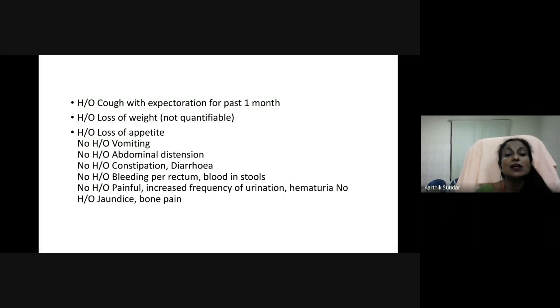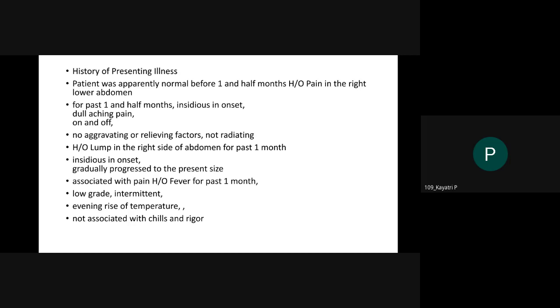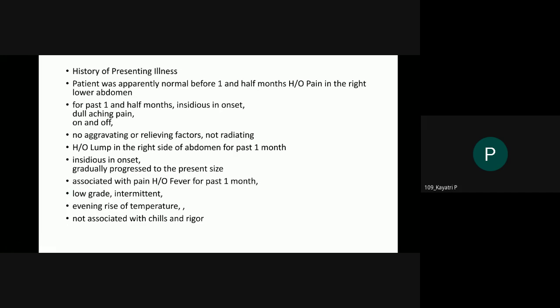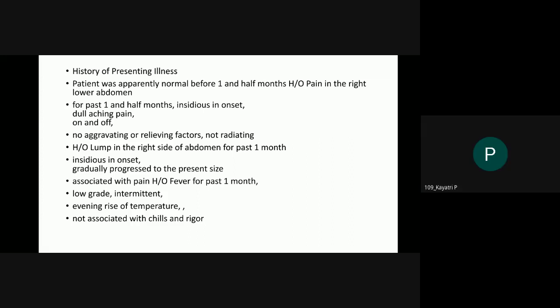One month only, but pain abdomen. So which came first? Ma'am, pain is present since 1.5 months, ma'am. Ma'am, but the pain was dull aching type of pain, and it did not affect the patient's daily activity. Oh, so it was present for more than 1.5 months. Yes, ma'am.